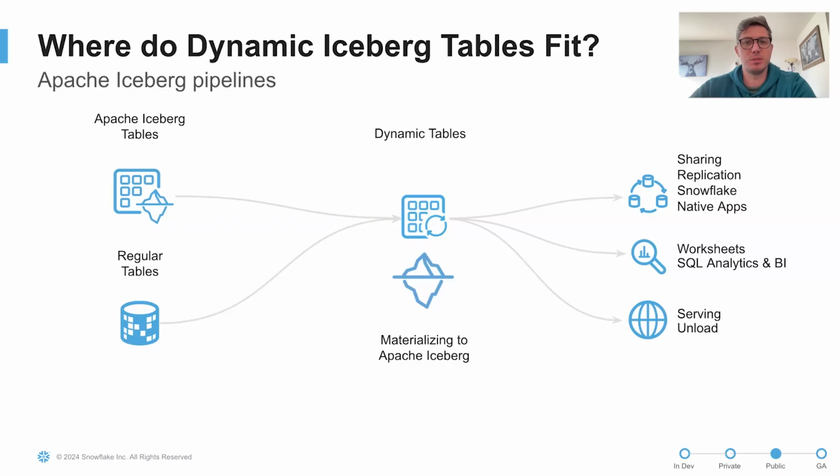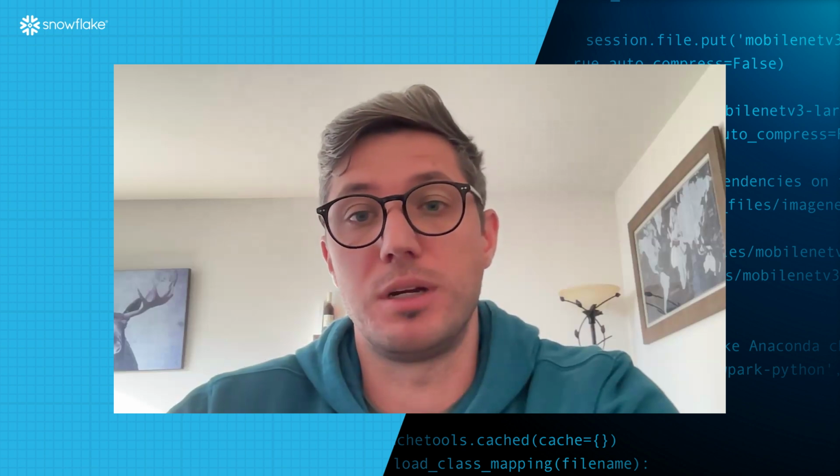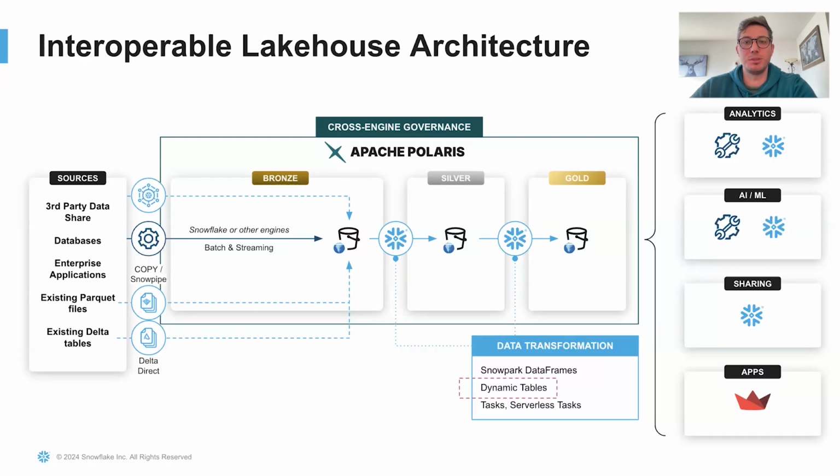Where do dynamic Iceberg tables fit into your data pipelines? You can build Iceberg-only or mixed declarative data pipelines. The result of your transformations are seamlessly materialized in Iceberg format and are accessible through the Polaris catalog in your data lake. Here's an example for how to build your lakehouse on Iceberg and Polaris, which opens the door for interoperability between Snowflake and other tools.